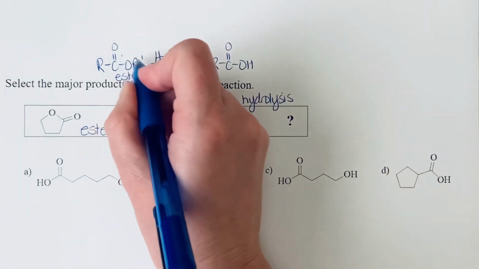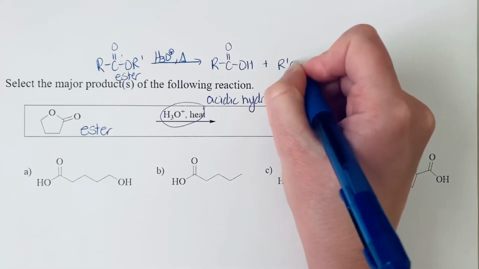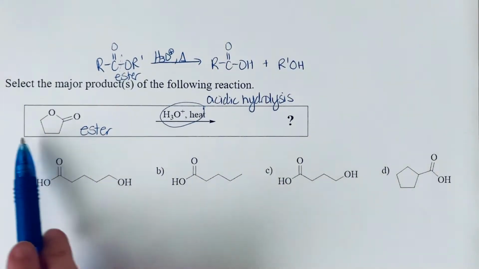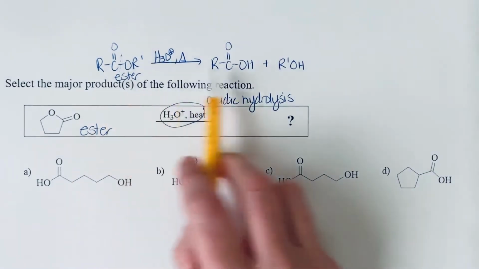And this OR prime, that's just to indicate that it's different, is lost as an alcohol, right? So whenever you have hydrolysis of a carboxylic acid derivative, you're going to be forming the carboxylic acid, or possibly the carboxylate if you're in basic conditions and don't neutralize it. All right, so this is a cyclic ester, and sometimes this makes us hesitate a little bit and think, oh, maybe it's going to do something different? It's still going to do this general reaction.